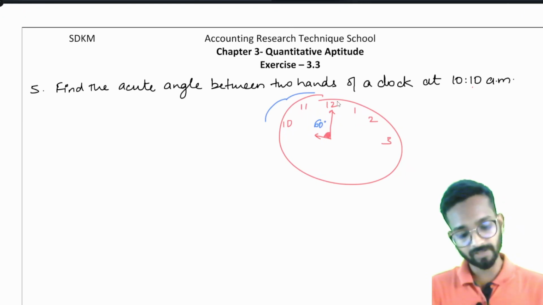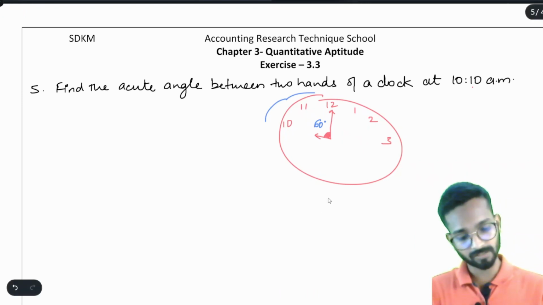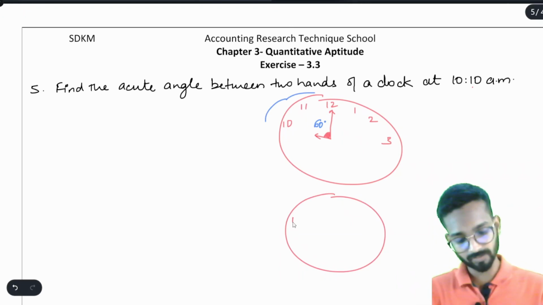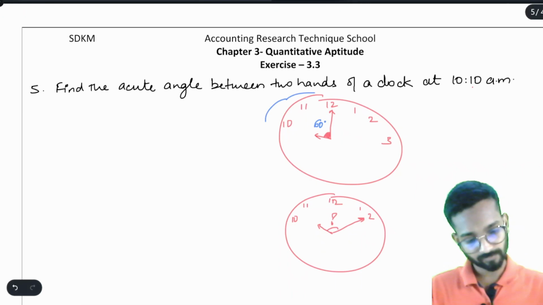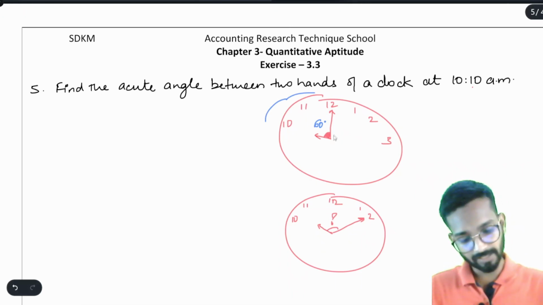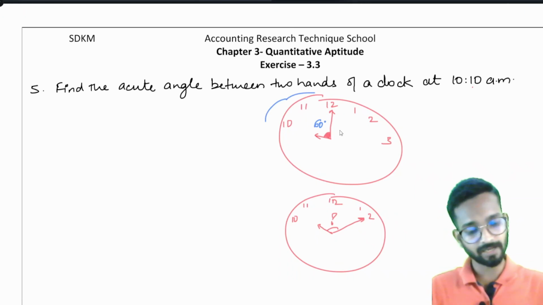Now, if it is 60 degrees at 10 am, and it is 10:10 am, it means after 10 minutes it will look something like this: 10, 11, 12, 1, 2. Your hour hand will be somewhere here and the minute hand will be exactly at 2. So, this angle we have to find out. Very simple. They are saying that the minute hand will travel and the hour hand will also travel.